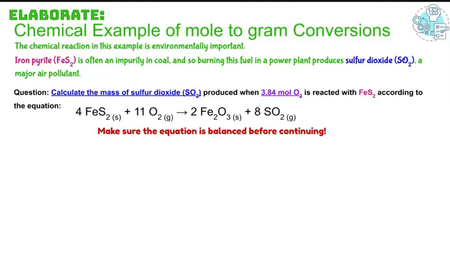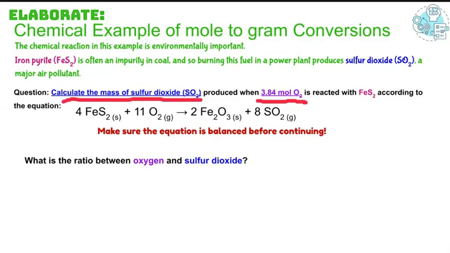So the first step is always to make sure the equation is balanced before continuing. In this example, the equation is balanced. First, you also have to figure out, we're going between oxygen and sulfur dioxide. So we need to figure out the ratio between oxygen and sulfur dioxide.